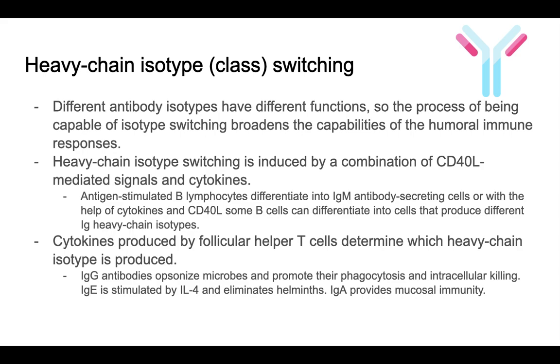Antigen-stimulated B lymphocytes differentiate into IgM antibody-secreting cells, or with the help of cytokines and CD40L, some B cells can differentiate into cells that produce different immunoglobulin heavy chain isotypes. Cytokines produced by follicular helper T cells determine which heavy chain isotype is produced. IgG antibodies opsonize microbes and promote their phagocytosis and intracellular killing, and IgE, stimulated by IL-4, eliminates helminths. IgA provides mucosal immunity.